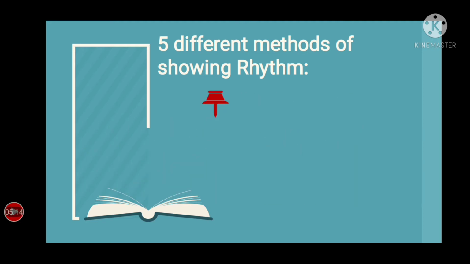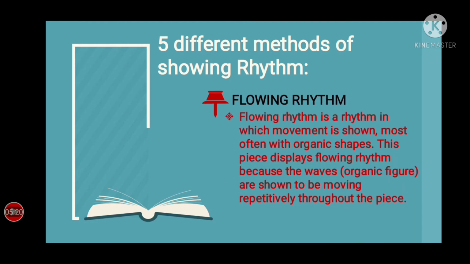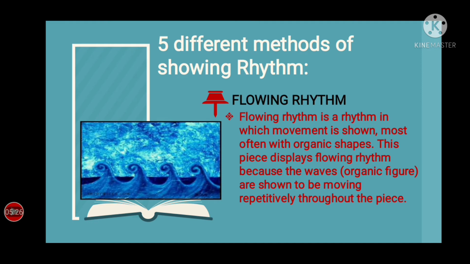Another is flowing rhythm. When we say flowing rhythm, it is a rhythm in which movement is shown most often with organic shapes. This piece displays flowing rhythm because of the waves. This is considered an organic figure that is shown to be moving repeatedly throughout the piece.